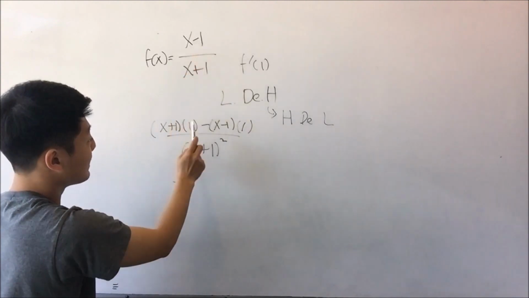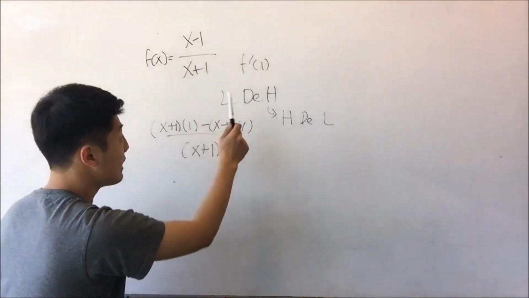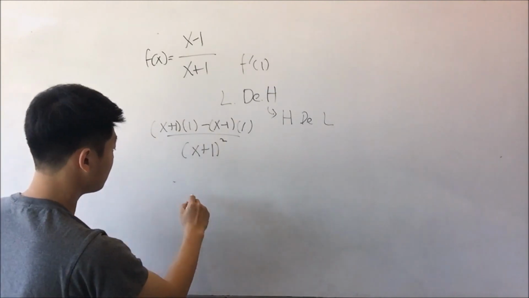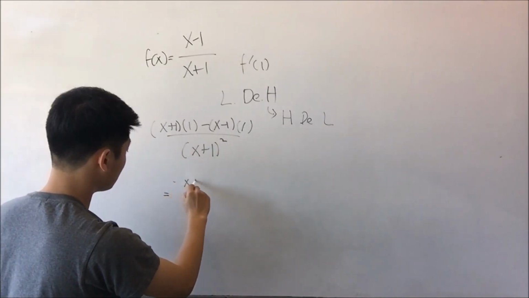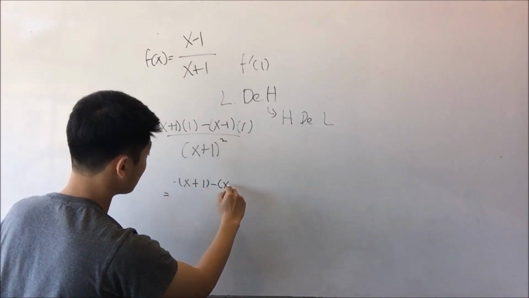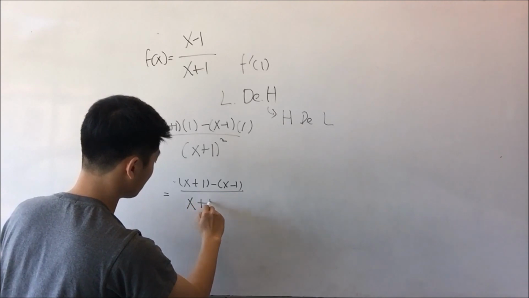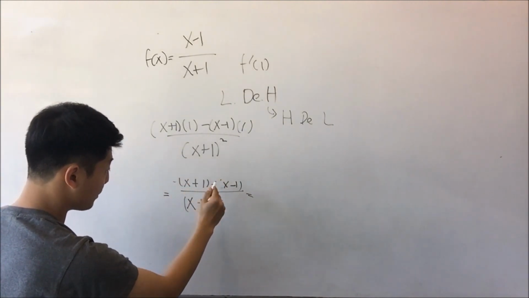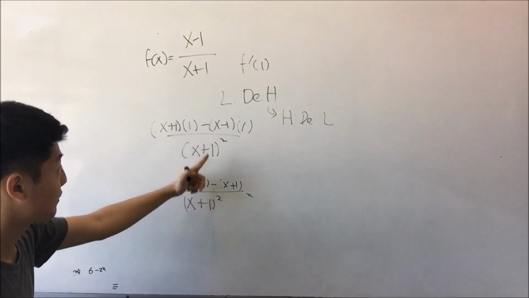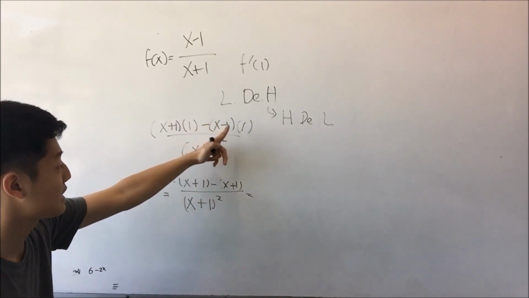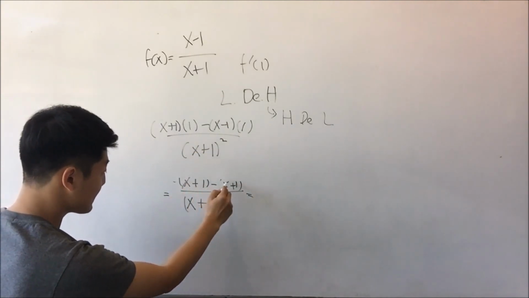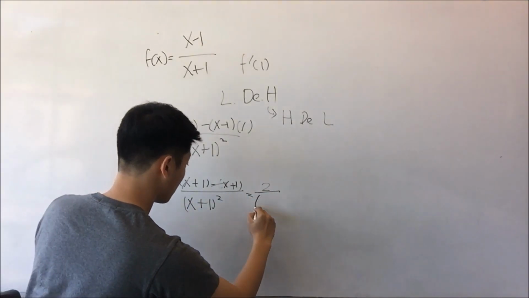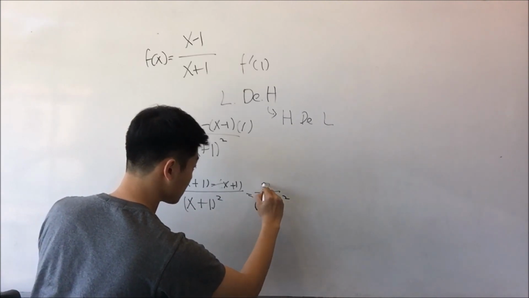Low del high, derivative of the high, and then minus, because it's quotient rule, minus high stays still, del low. And if I do this, it will become x plus 1 minus x minus 1 over x plus 1 squared, which is equal to, because it's minus, I will distribute minus. So it becomes minus x, minus times minus, plus 1. And then the two x's cancel out because of x minus x, and it becomes 2 over x plus 1 squared.